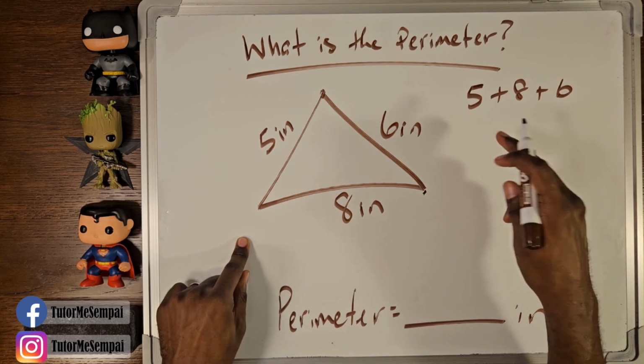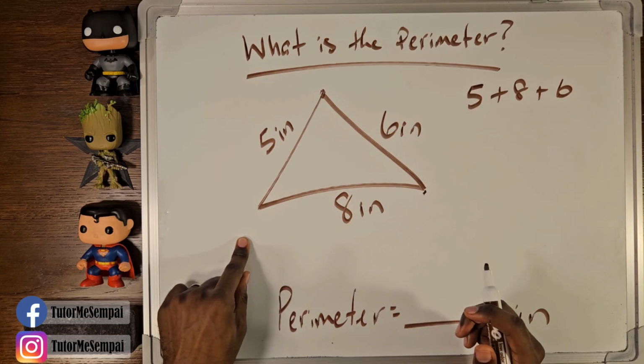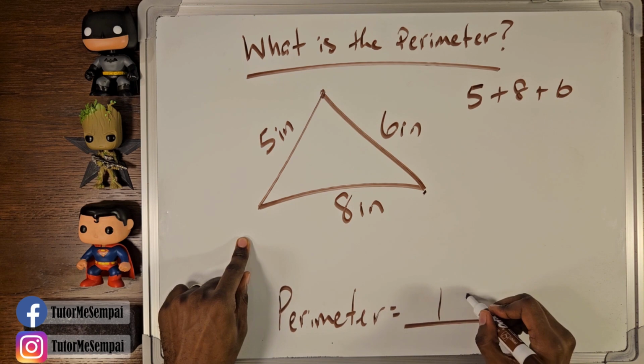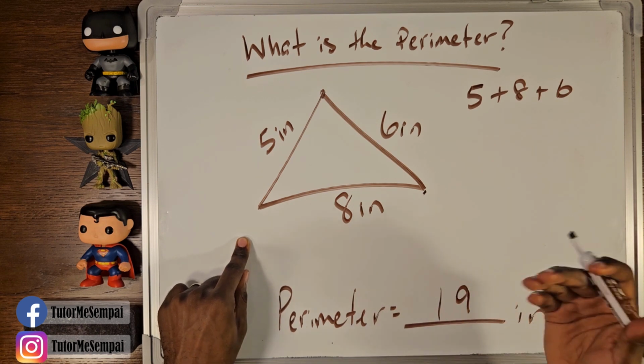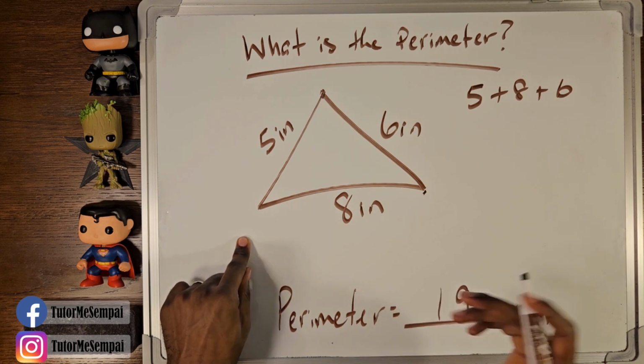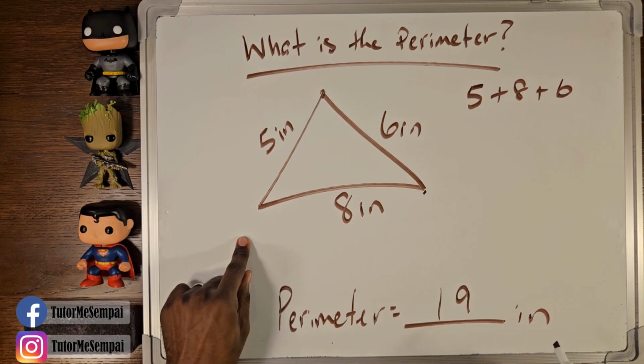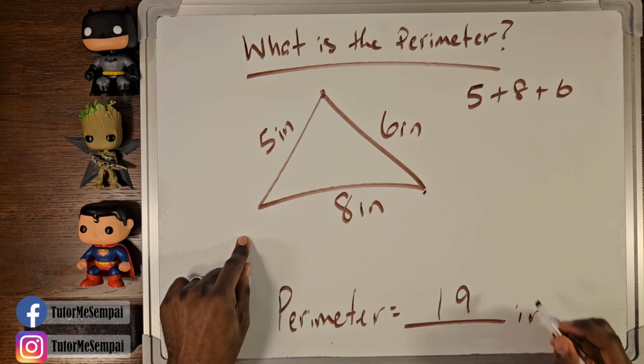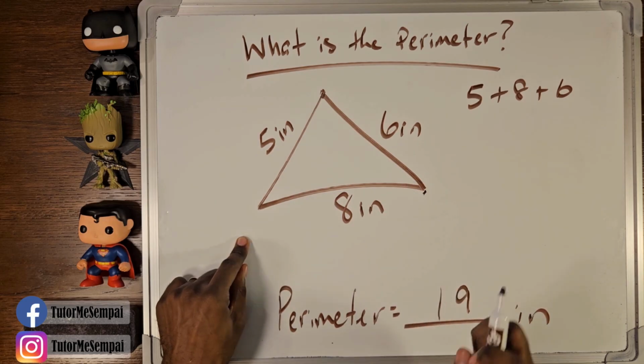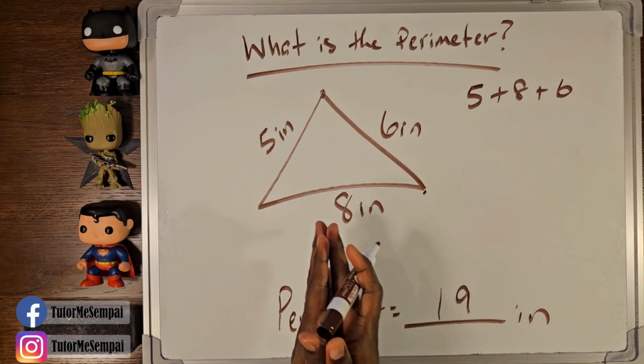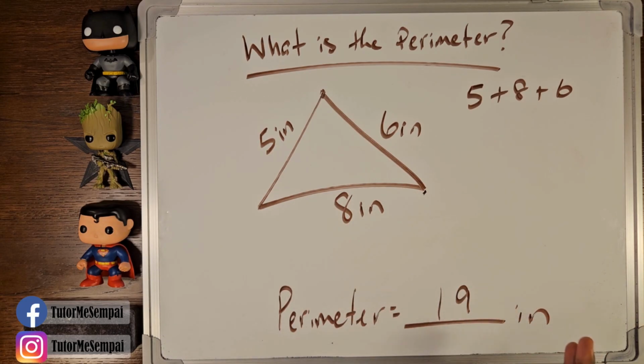Now, what do you get when you're adding 5 plus 8 plus 6? Well, this is going to be 19. But 19 what? Don't forget your units. If you hadn't written them in already, make sure you're putting your inches here because all of these have inches. So the perimeter for this shape is going to be 19 inches.